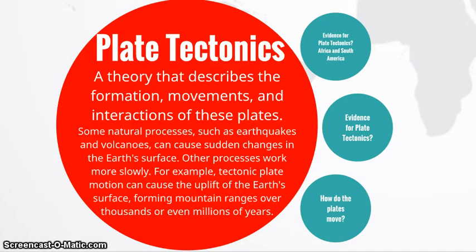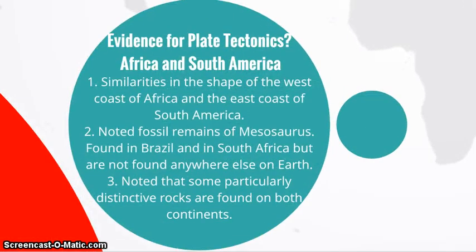Some natural processes, such as earthquakes and volcanoes, can cause sudden changes in the Earth's surface. Other processes work more slowly. For example, tectonic plate motion can cause uplifts of the Earth's surface, forming mountain ranges over thousands or even millions of years. It's pretty much our definition of plate tectonics, and without it we really wouldn't have these other things like earthquakes and volcanoes happening, especially with the frequency that they are happening, if the continents didn't move. That's a big reason why we have earthquakes and volcanoes: plate tectonics.